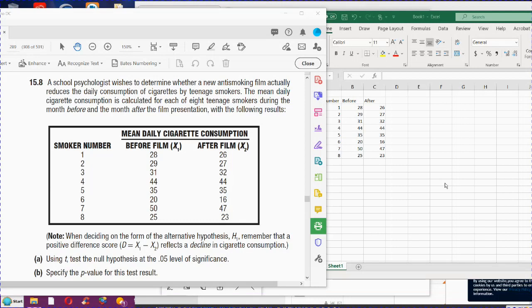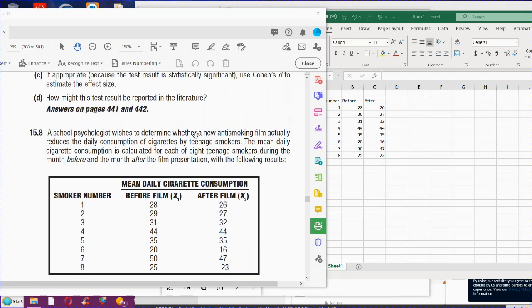Got a little Beethoven playing in the background, so if you hear some music, that's what's going on. Symphony number 9.